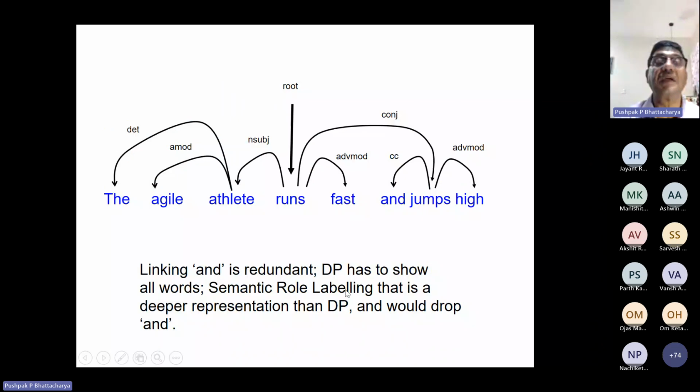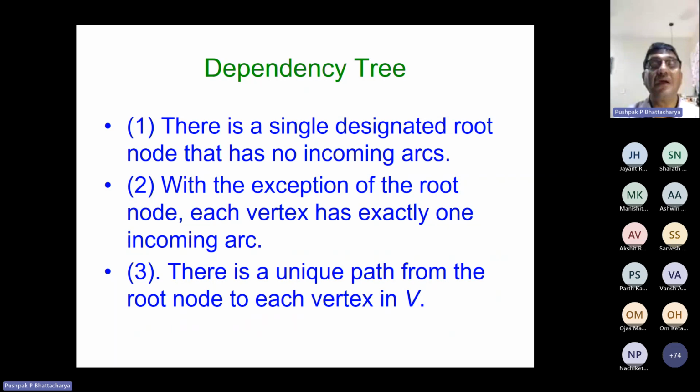So let us check. If I take this particular tree, then I start from root here. Can I go to jumps? Yes. I take this solid vertical arrow. From here, by following the conj arc, I go to jumps. And from jumps, I can go to and. From jumps, I can go to high. So from root, I can go to and, jumps, high. From root, I can go to runs, and from runs, I can go to fast. From root, I can go to runs, to athlete, to agile. So root is that privileged node, which has a path to every node in the tree. That means it has a path from itself to every word in the sentence. That's an important property.